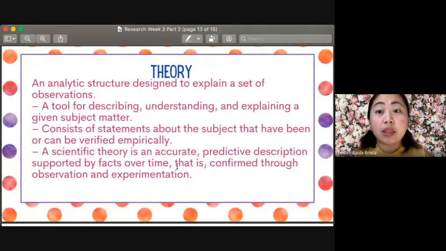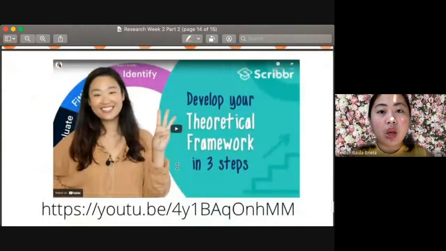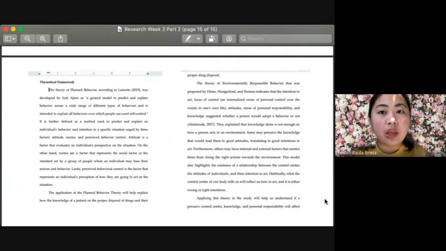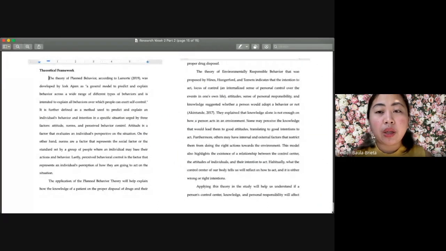So a theory is an analytical structure designed to explain a set of observations. It's a tool for describing, understanding, and explaining a given subject matter. It consists of statements about a subject that have been or can be verified empirically. A scientific theory will give you a predictive description of facts gathered over time, and it is confirmed through observation and experimentation. So I have here another video, but before that one, I will show you the theoretical framework of the practical example that we have, so you would understand more the video that I will show you.